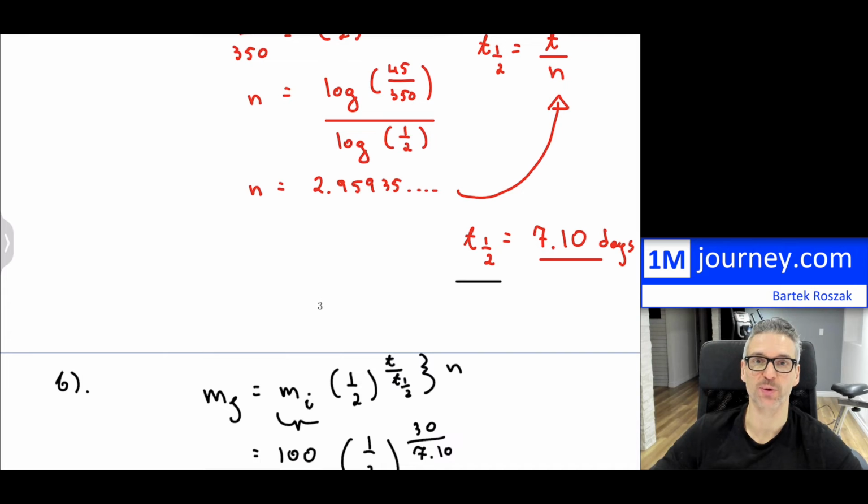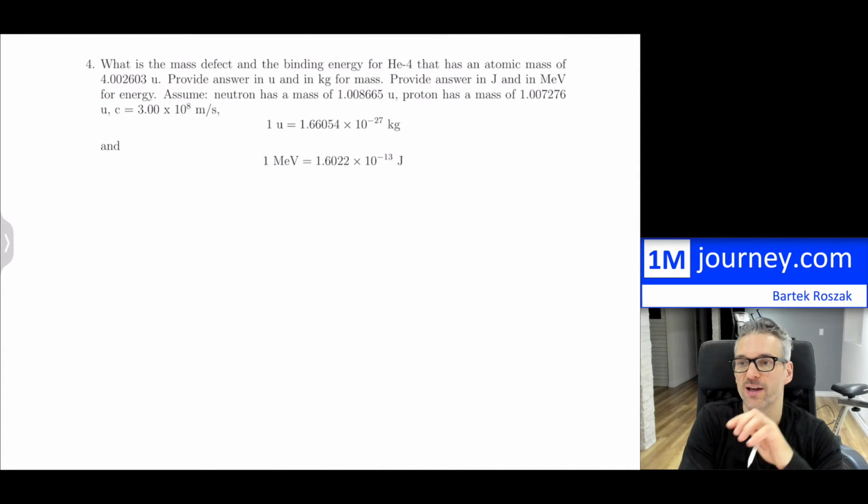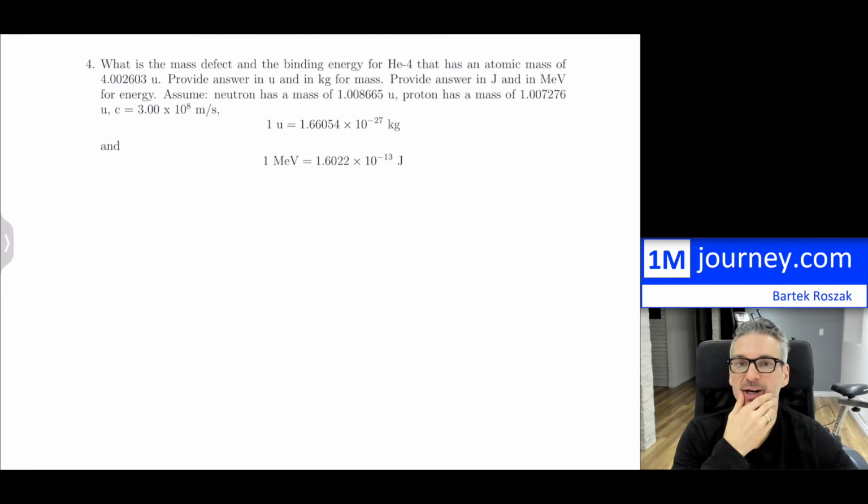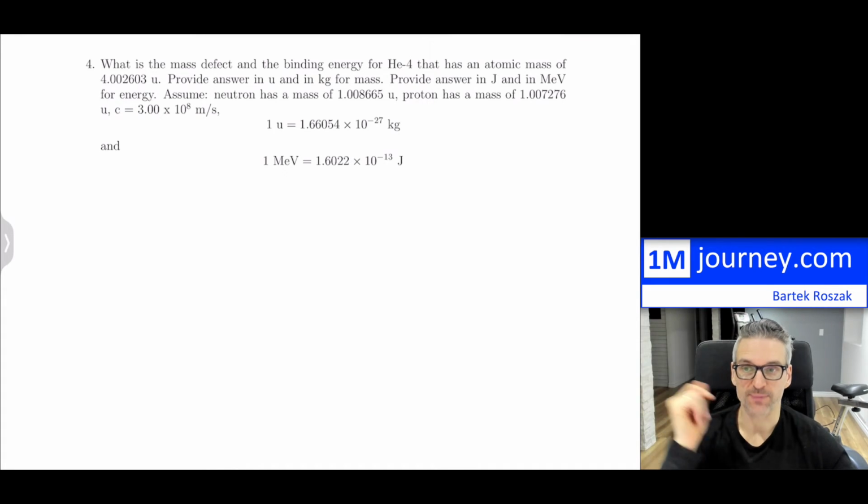That's number 3. Here's example 4, or question 4 on this quiz. What is the mass defect and the binding energy for helium-4 that has an atomic mass of 4.002603 atomic mass units? We want to provide the answer for the mass in atomic mass units and also in kilograms, and we want to find out what the energy is in joules and in mega electron volts. All right, so let's take a look.